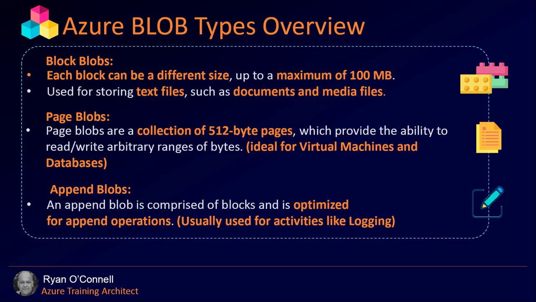Blobs: each blob can be a different size, up to a maximum of 100 MB. It's used for storing text files such as documents and media files. Page blobs are a collection of 512 megabyte pages which provide the ability to read and write arbitrary ranges of bytes, ideal for virtual machines and databases. Append blobs: an append blob is comprised of blocks and is optimized for append operations, usually for activities like logging.